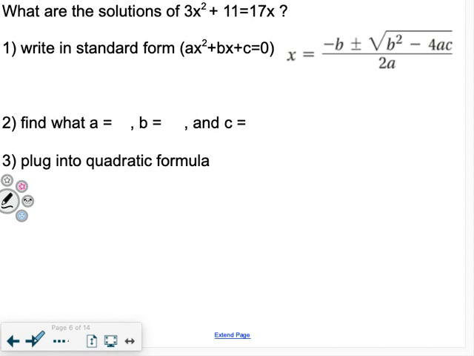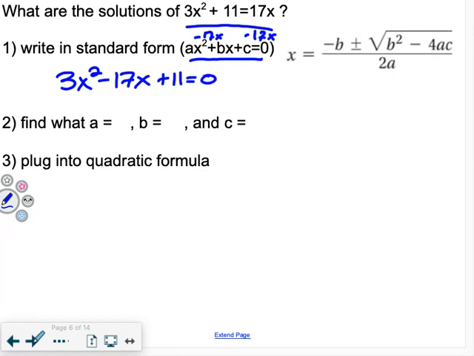So we're going to do another example here. This just takes a lot of practice. So what are the solutions to 3x squared plus 11 equals 17x? Well, first we got to rewrite it here. To get this over, we got to subtract 17x on both sides. So this is going to look like this: 3x squared minus 17x plus 11 equals 0. So my A value is 3, B is negative 17, and C is positive 11. Now this one you might need a calculator, so make sure you have it handy.